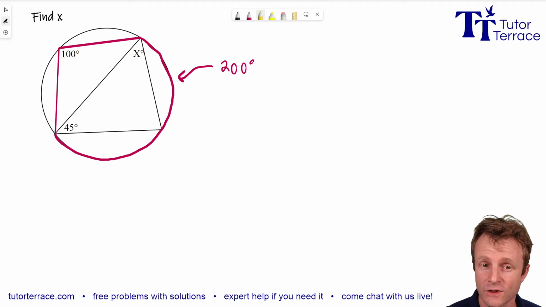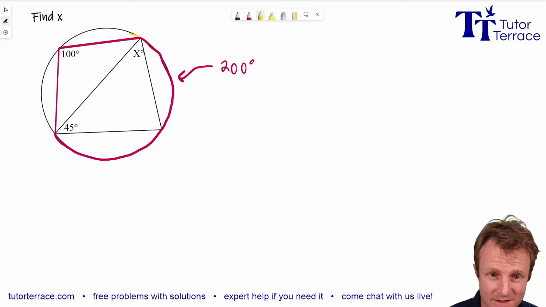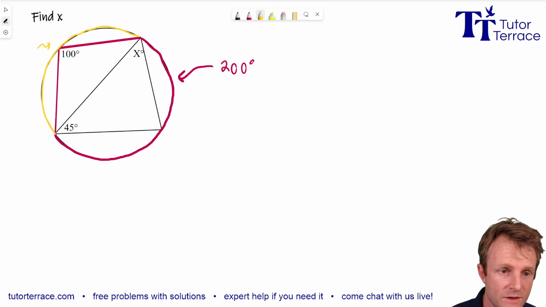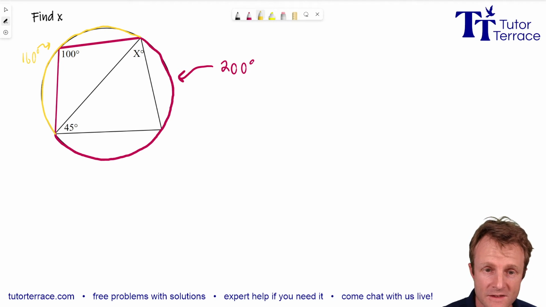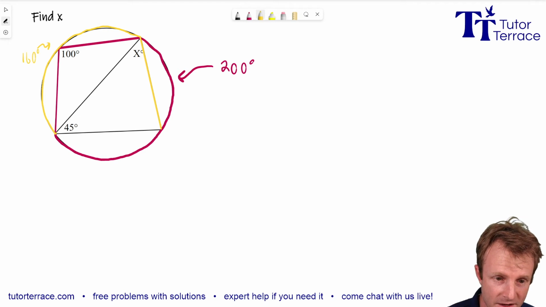Now, the circle in total has 360 degrees. So the remaining degrees in the circle, which I'm going over here in yellow, must equal 160 to add up to 360. Now, this yellow is also associated with an inscribed angle in the diagram.